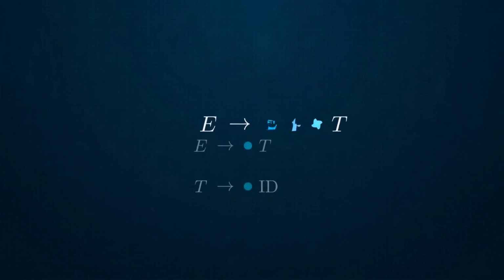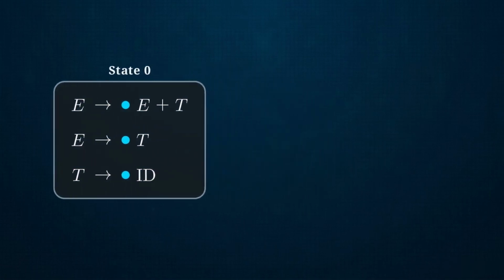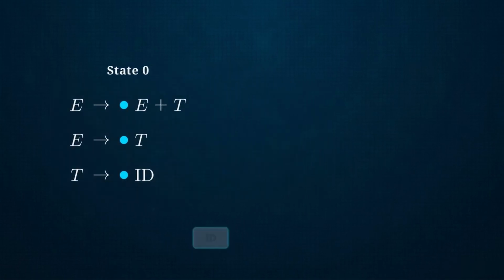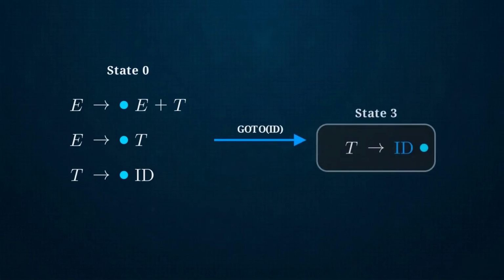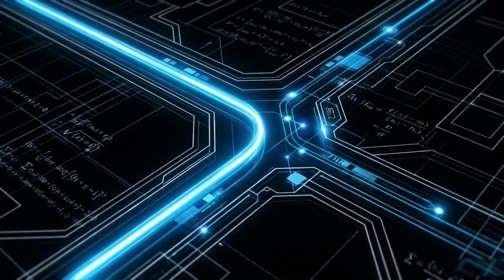Since multiple rules might be relevant at once, the parser groups these items into a state. This represents the total set of possibilities the parser is considering at a specific moment. Moving between these states is handled by the goTo function. If the parser is in state 0 and encounters an ID, the goTo function directs it to state 3. By connecting every state through these transitions, we create a complete map of the grammar. The parser can now navigate any valid sequence of tokens by following these predefined paths.